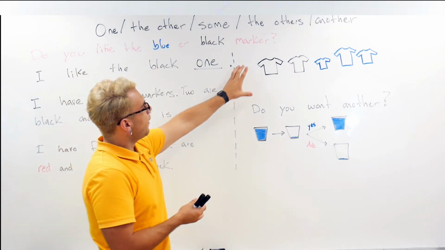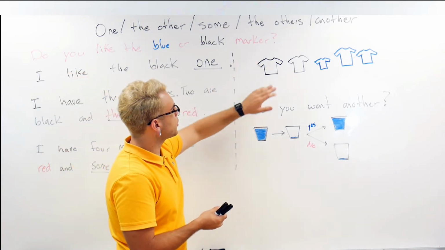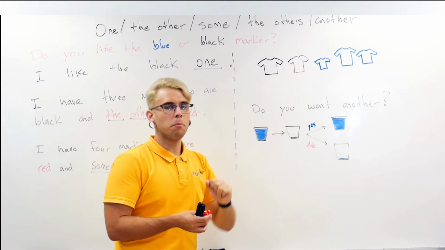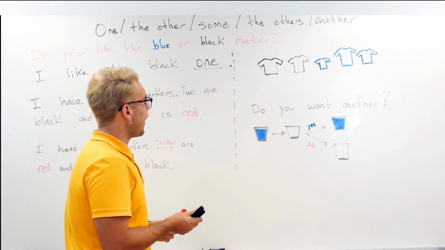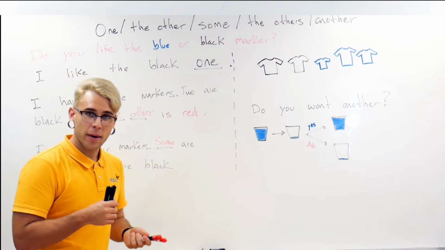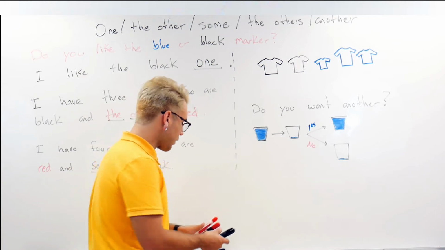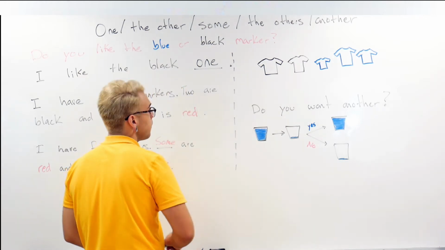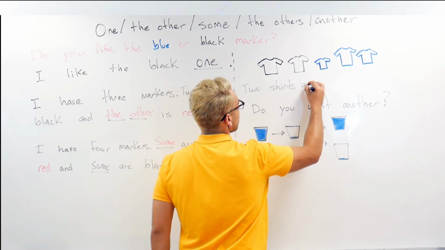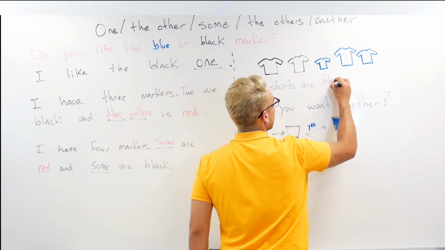So next here, I have a picture. We have 2 black shirts and 3 blue shirts. And if we want to describe these shirts and how many they are, a way to describe them would be 2 shirts are black.